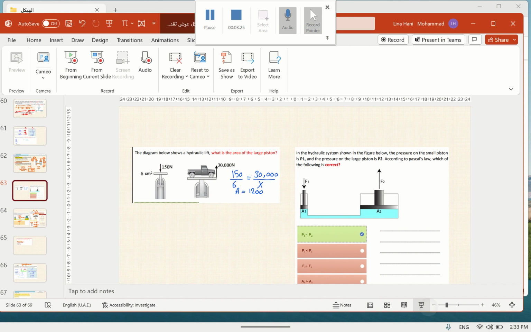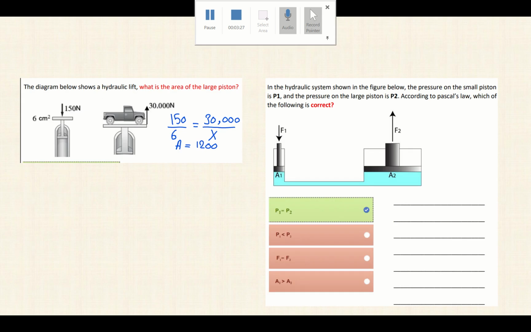Alright, let's solve some questions. The diagram below shows a hydraulic lift. What is the area of the large piston? He wants me to find the larger area, or A2. Here I have F1, which is the smaller force. We have F2, the bigger force, and we have A1, the smaller area. Then we're going to use the equation F2 equals A2 over A1 multiplied by F1.